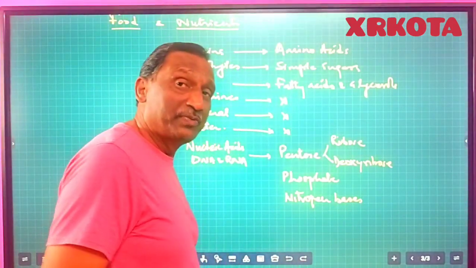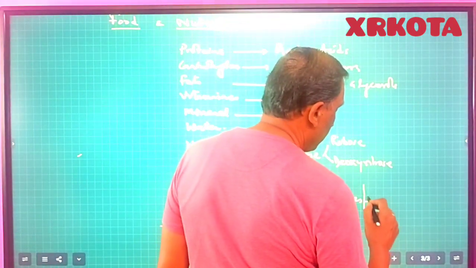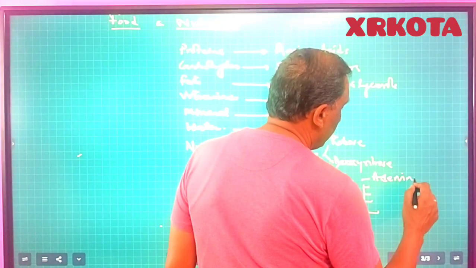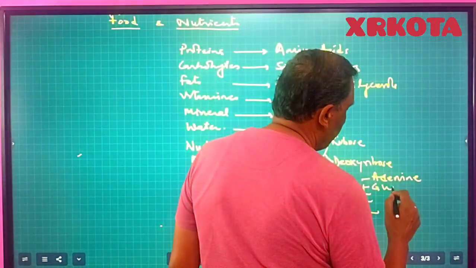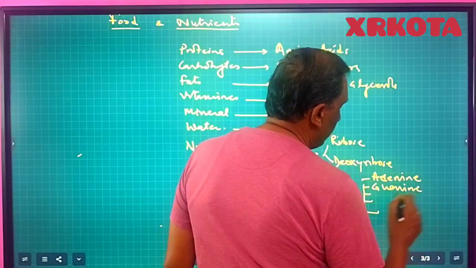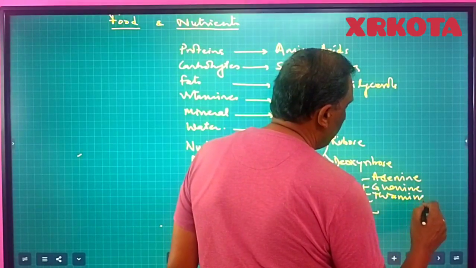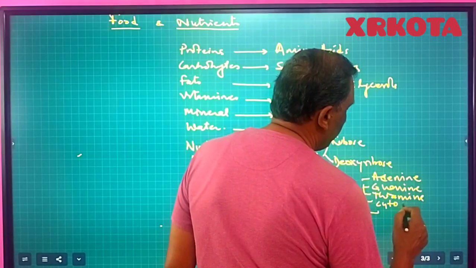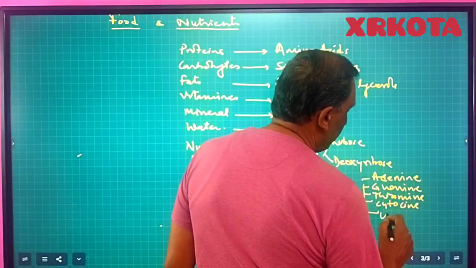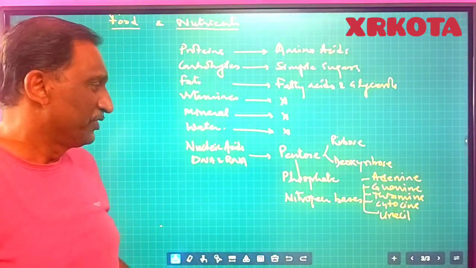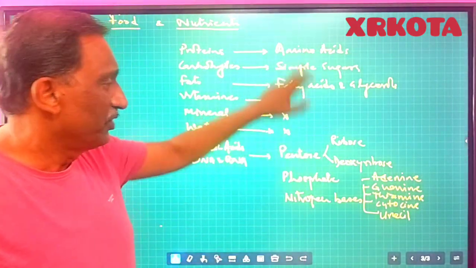There are 5 types of nitrogen bases. They are adenine, guanine, cytosine and uracil. So these are the components we need.